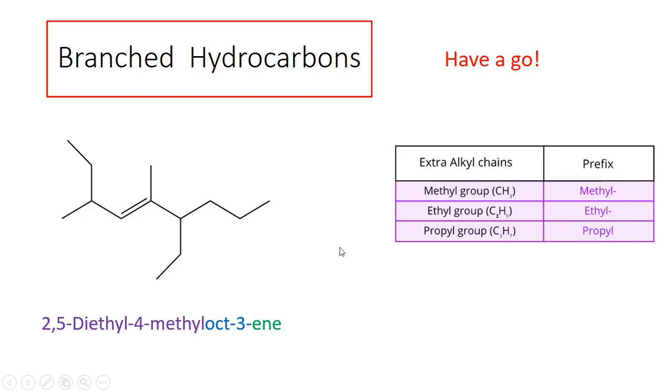So to explain this, we have a 1, 2, 3, 4, 5, 6, 7, 8 carbon long chain with a double bond located on carbon 3, hence the 3-ene. So oct-3-ene, that's the base chain. We also have a methyl group on carbon 4, the 4-methyl, and ethyl groups on carbons 2 and 5. Hence the 2,5-diethyl. And because E is before M in the alphabet, alphabetically, ethyl will come before.